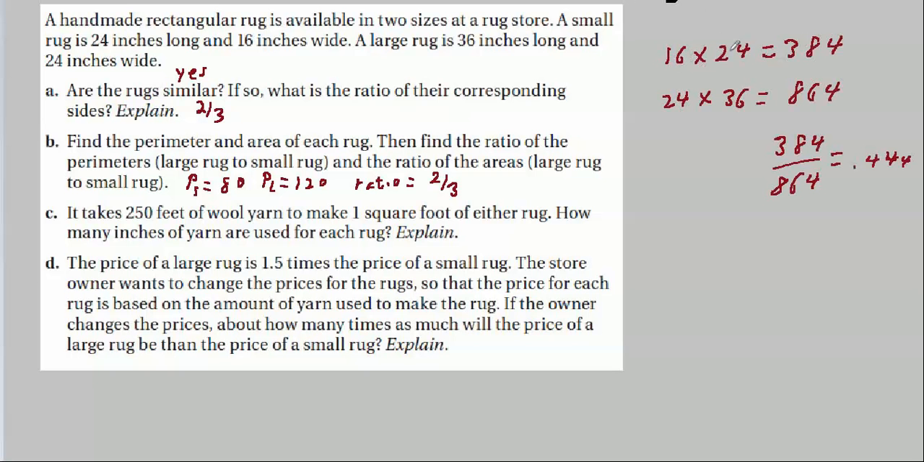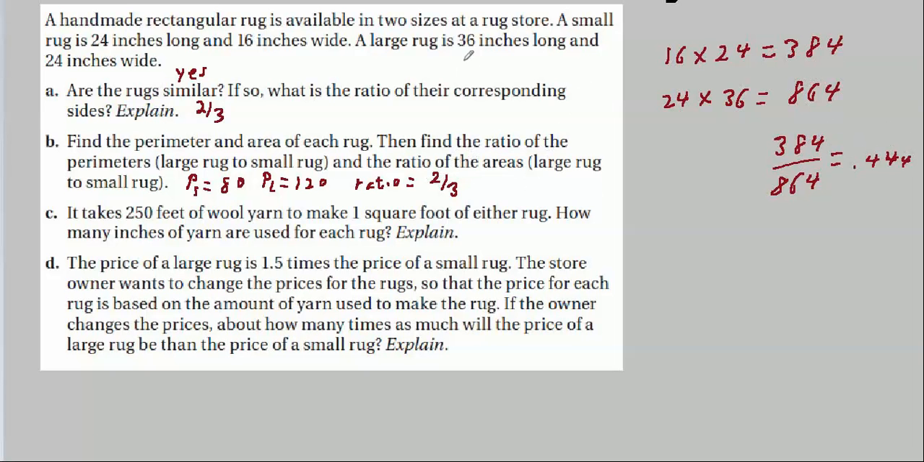16 times 24. The large rectangle, 24 times 36. Well, these are actually rugs, not rectangles, pardon me. But mathematically, they're still rectangles. And the large one is 864. So what's the ratio? 0.444. Well, in fractions, that number is very related to this. Let's do this in general terms. Remember, our ratio is 2/3, right?